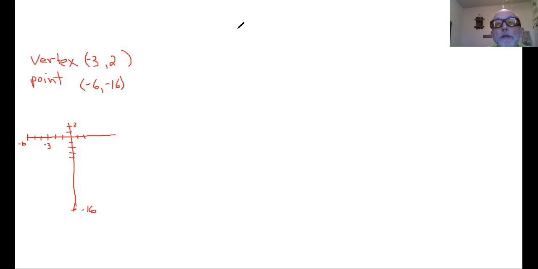Let's use a different color to draw the picture. -3, 2, that's the vertex. And -6, 16, I said 16 was way down there, so that's the dot. Now then, if this is the vertex, that means that the parabola looks like this, right? I can't draw, my hand is in a cramp. There we go. That one goes down like that.